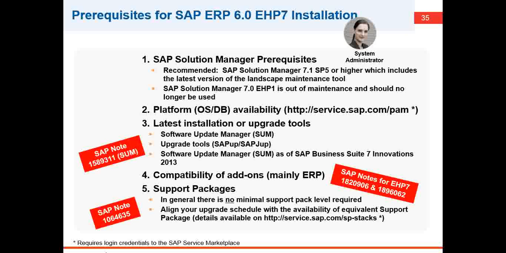Make sure you've checked the compatibility of your add-ons. The SAP notes for Enhancement Package 7 for ERP are listed here on your screen. Make sure you read those notes so that you know that your add-ons are compatible. I've run into certain issues. OpenText, for instance: in order to upgrade to Enhancement Package 6, I've had several customers that have had to do an upgrade of OpenText in order to be able to do that. And support packages in general, there is no minimal support pack level required.